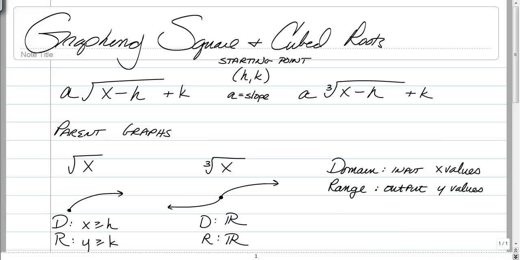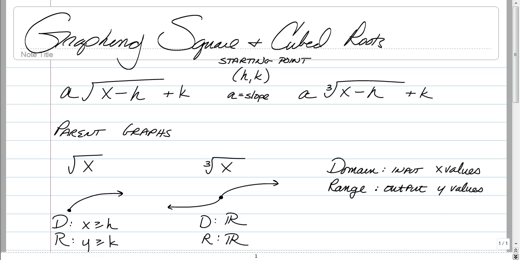All right. Square and cube root graphs today. What we're going to do is use parent graphs for square roots and cube roots to get an idea of what a sketch of another square or cube root graph is going to be. And we're going to state domain and range.